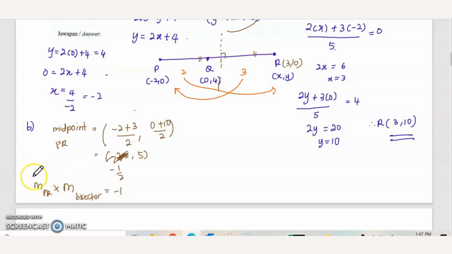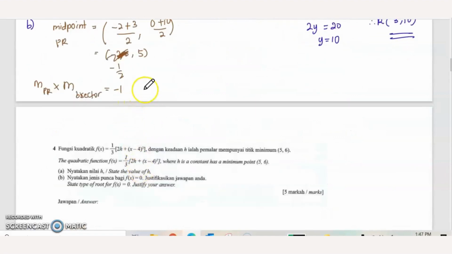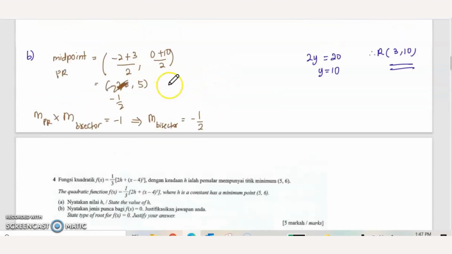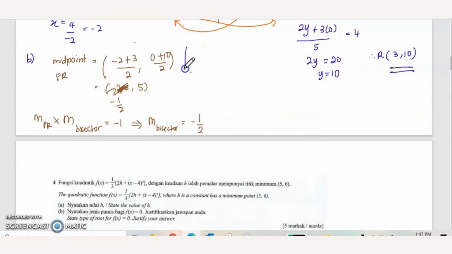So kita dah dapat tadi gradient of PR, gradient dia ialah 2. This is M_PR which is equal to 2. Okay, so 2 times with M, and then we get M for the bisector is equal to negative 1 over 2. Okay, equal to negative 1 over 2. And then we get the gradient. We also have the point. So what else? So we just substitute into the formula for the straight line.